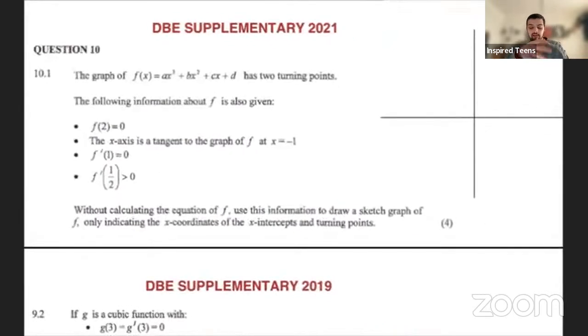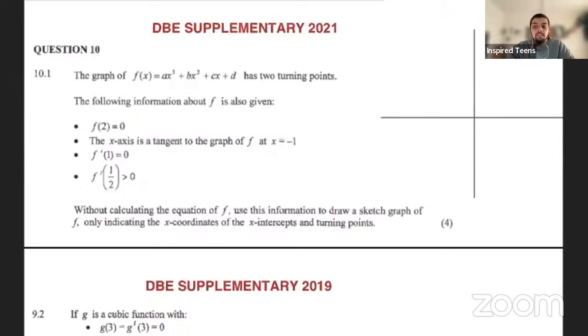It says, the graph f of x is equal to ax cubed plus bx squared plus cx plus d has 2 turning points. The following information about f is also given. f of 2 is equal to 0. The x-axis is a tangent to the graph of f at x is equal to -1. f prime of 1, or the first derivative of 1, is equal to 0, and the first derivative of half is greater than 0. Without calculating the equation, use this information to draw a sketch graph of f, only indicating the x-coordinates of the x-intercepts and turning points, so only the x-coordinates.